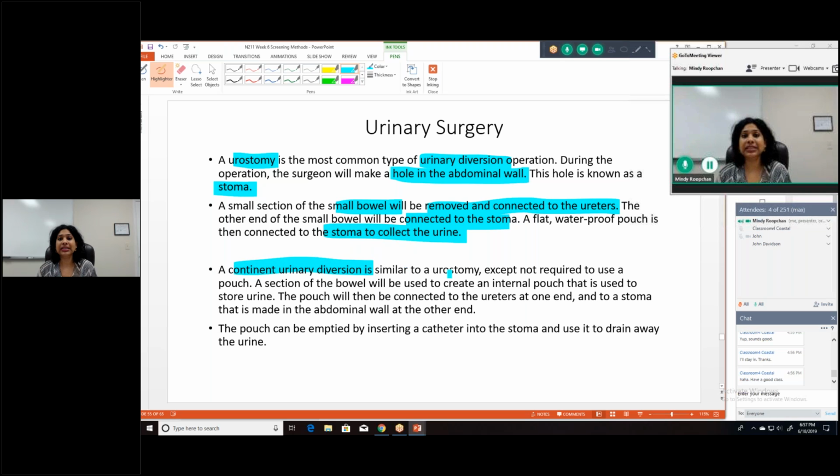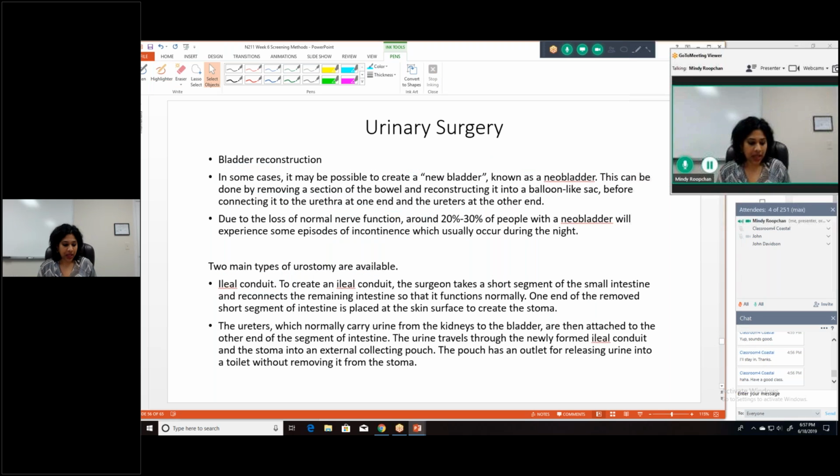Continent urinary diversion is similar to urostomy, except the patient is not required to use an external pouch. A section of bowel is used to create an internal pouch where the patient has to put a catheter in to drain the urine out. The pouch is connected to a ureter at one end and to a stoma at the other end. So it's not outside, it's inside. Bladder reconstruction: in some cases they can create a new bladder known as a neobladder. This is done by removing a part of the bowel and reconstructing it into a balloon-like sac before connecting it to the urethra at one end and the ureters at the other end.